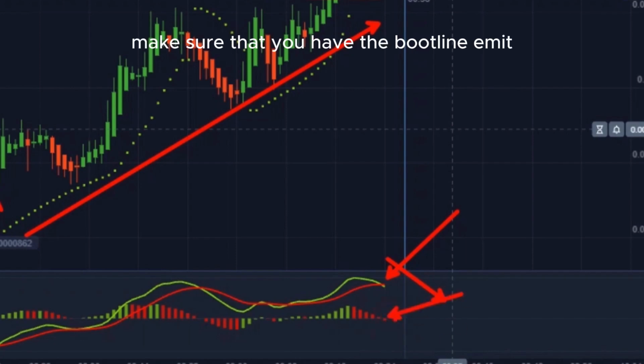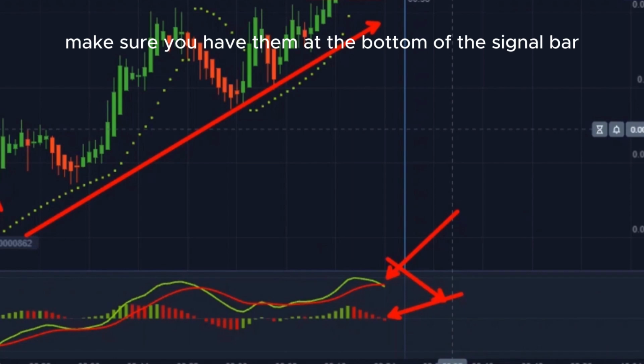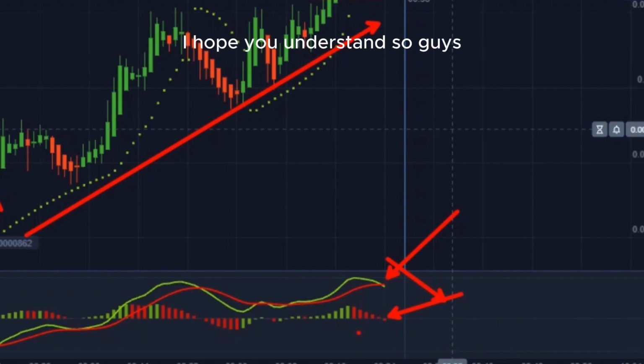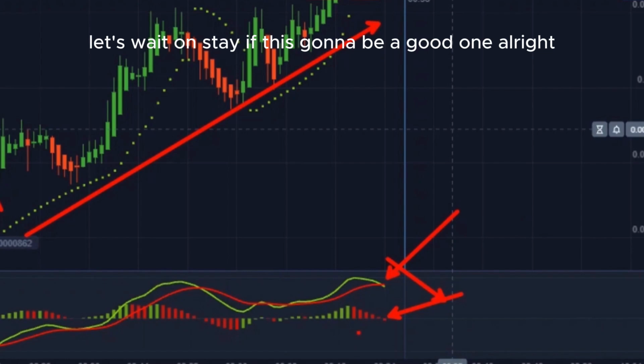Make sure that you have the bottom line at the top of the signal bar if you're going for a down trade, or if you're going for an up trade, make sure you have them at the bottom of the signal bar. I hope you understand. So guys, let's wait and see if this is going to be a good one.